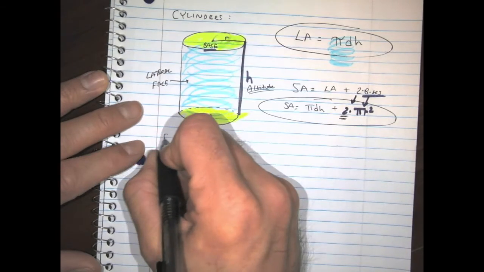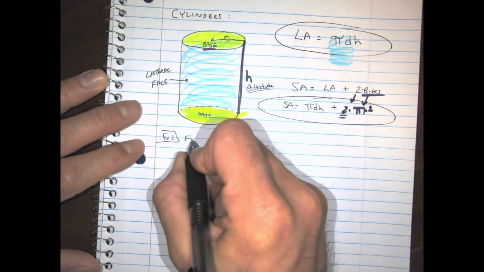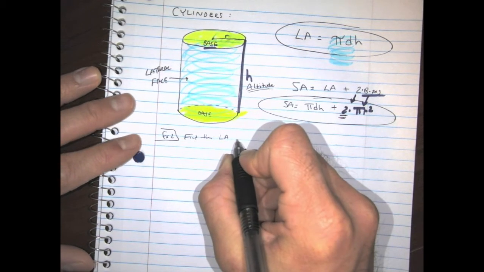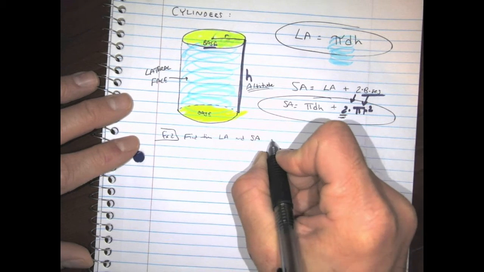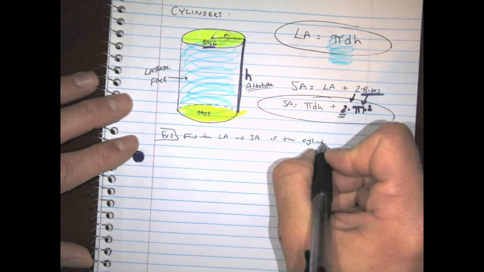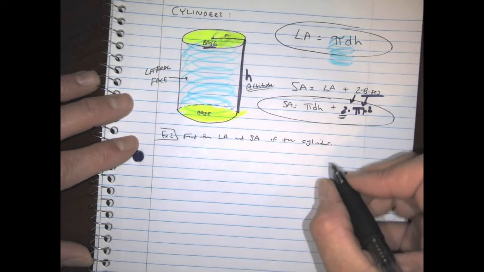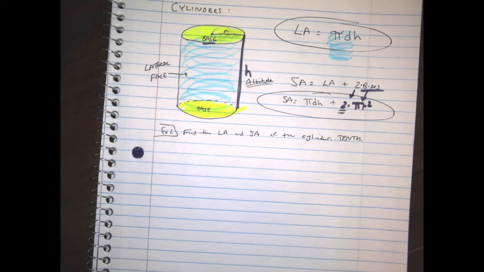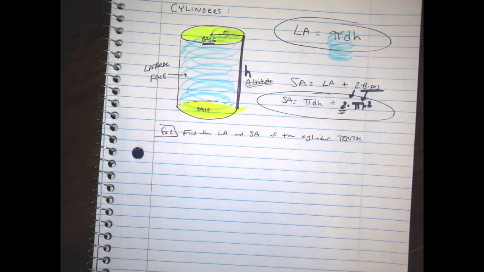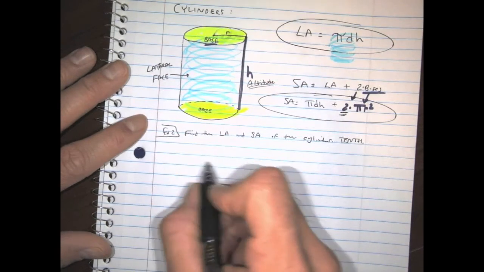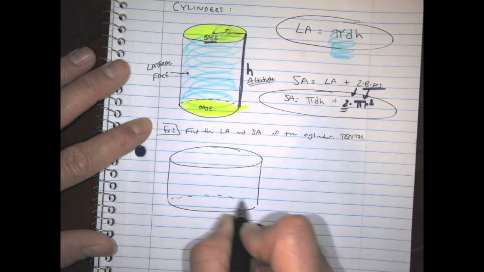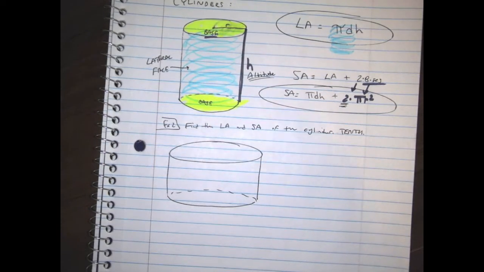Okay, example 2. I'd like you to find the lateral area and surface area of the cylinder. And I'd like you to round to the nearest tenth. The book is going to specify that, folks. Okay, let's draw a cylinder, everybody. Let's go.